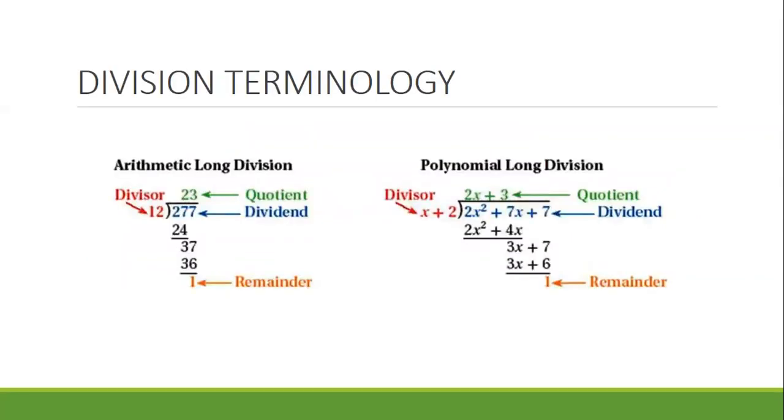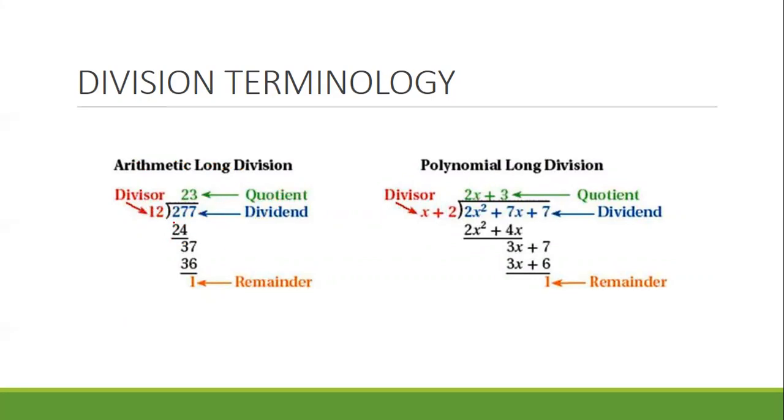Now, division terminology. When you were in elementary school, you learned long division, and these are the parts of long division. What's underneath your division bar, that's your dividend. What's outside is your divisor. The result is your quotient. And if there's anything left over, that is your remainder, right?